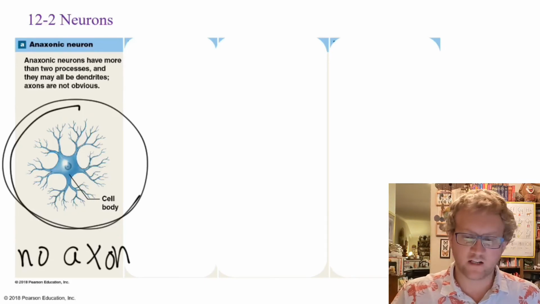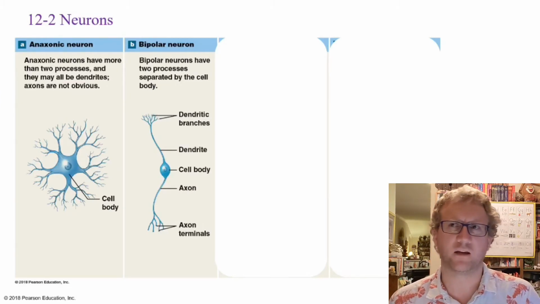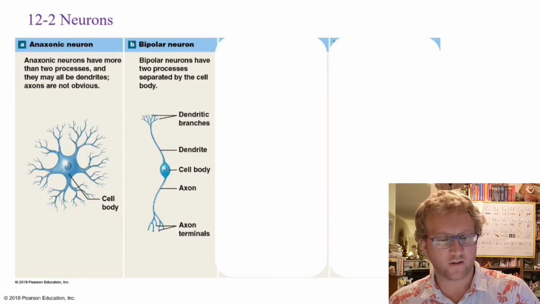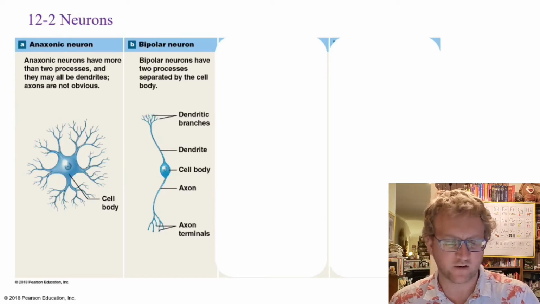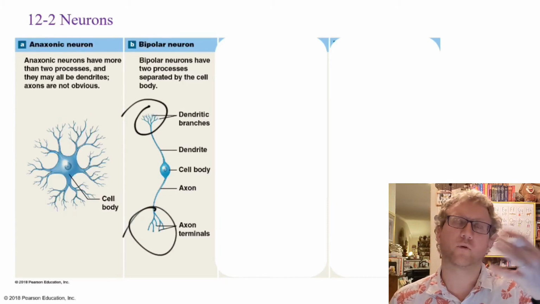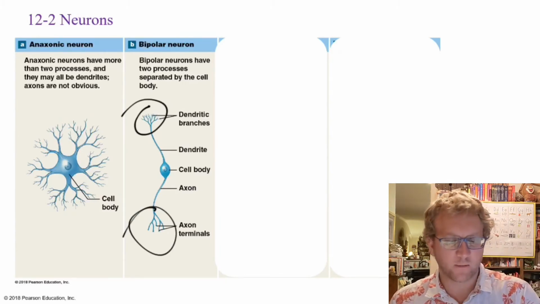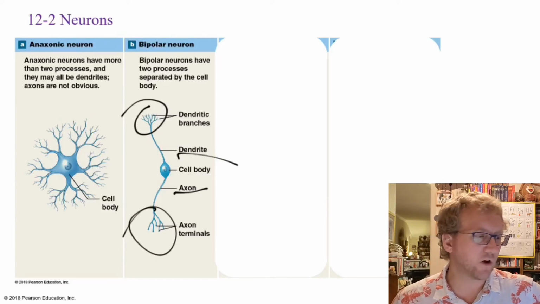Then the next one is the bipolar neuron. Now, it's not sometimes manically happy and crushingly depressed. They're called that because they have two processes with two sets of what looks like branches at the end. Now, they're slightly different. These are dendritic branches, those are axon terminals. So there's more branching in the dendritic branches. But as you can see, we've got two very long processes. One of them is technically the axon, and one of them is the dendrite. They're very, very small. They're very, very rare.